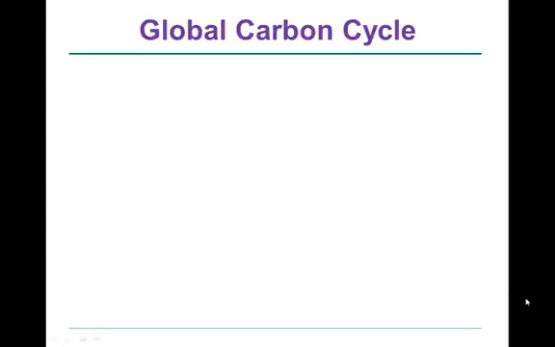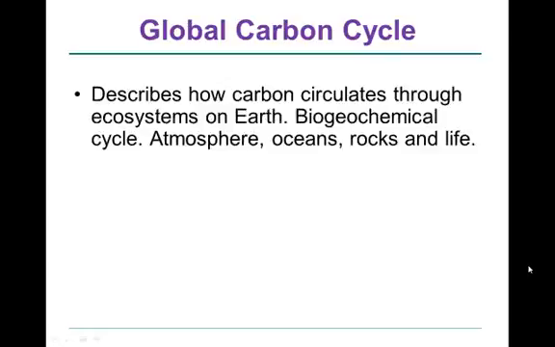The global carbon cycle is one of the biogeochemical cycles that we introduced to you in the ecology topic. It describes how carbon circulates through the ecosystems on Earth. Certainly in the atmosphere, carbon is present as carbon dioxide. In the oceans, carbon dioxide can be dissolved in an aquatic medium as well, in water.